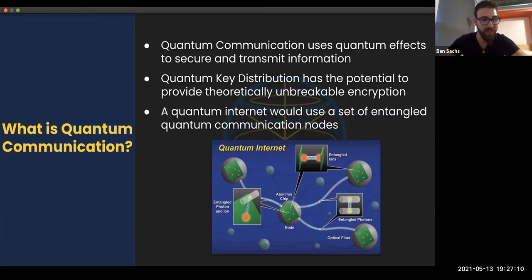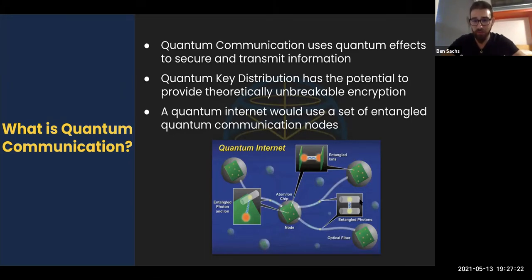So prevent the things that happened to the U.S. government last year. And then we would have basically a set of entangled quantum communication nodes. You see entangled photons in this diagram right here. So if I can take two photons, entangle them, send one to one person, the other one to another person, they can use those photons to communicate.